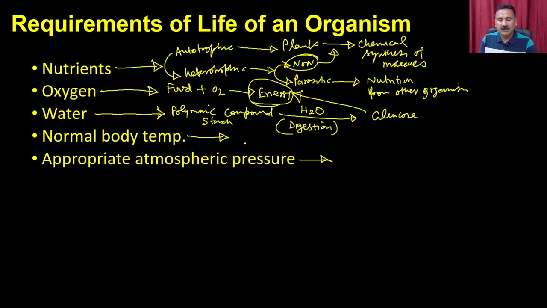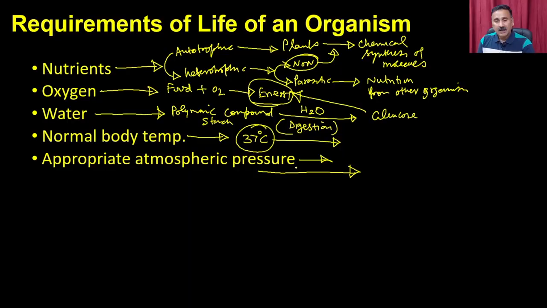Apart from that, we also have to maintain a normal body temperature, for example 37 degrees Celsius. That is only in organisms which are warm blooded animals. In cold blooded animals, they do not maintain the body temperature, and that is why they are not able to be very active under adverse temperature conditions. And then we also have to maintain the atmospheric temperature, so that all the molecules are under adequate conditions to perform different types of functions. So all these processes happen, and that is how it is responsible for the life of the organism.